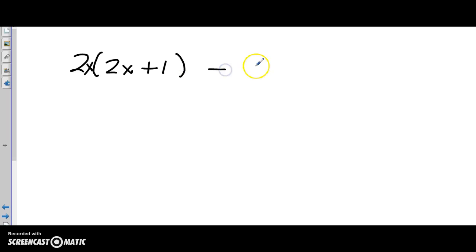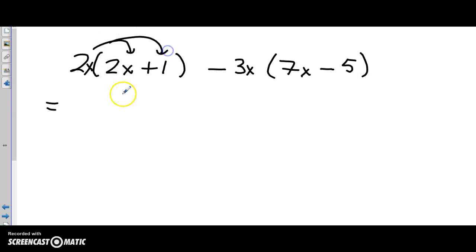minus 3x times (7x, I don't know, let's throw a negative in here also, minus 5). Let's see what happens, okay? So the first little bit is this times this and this times this. 2 times 2 is 4, x times x is x squared. 2x times 1 is just plain old 2x. 2 times 1 and then just the x.